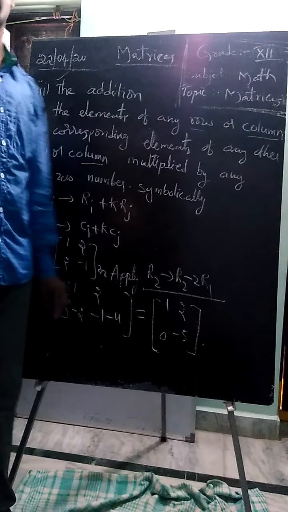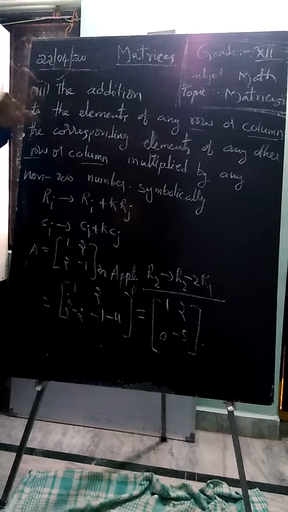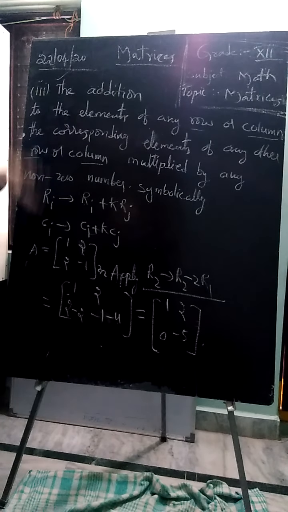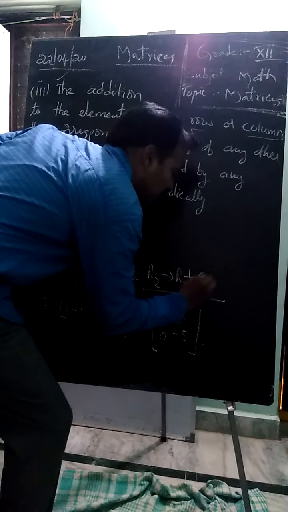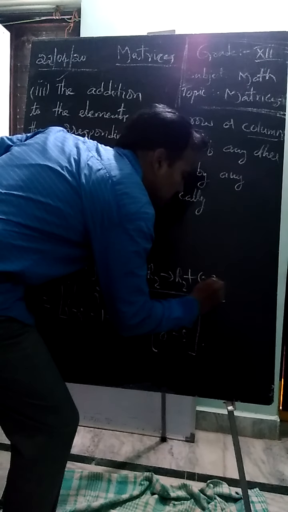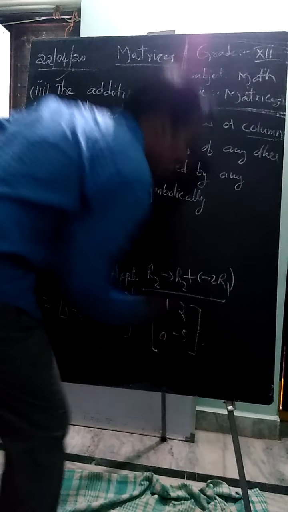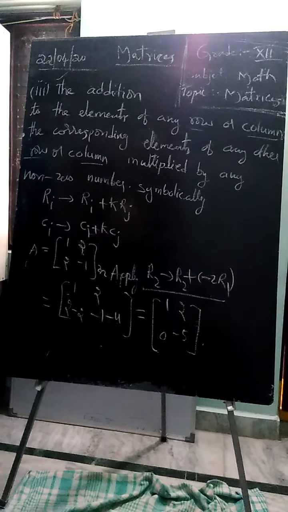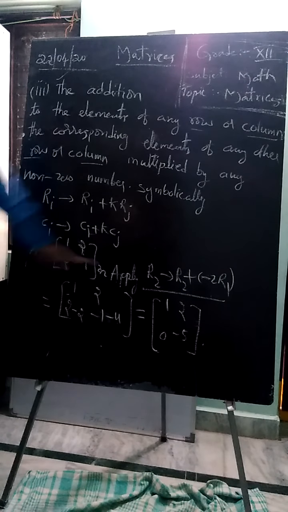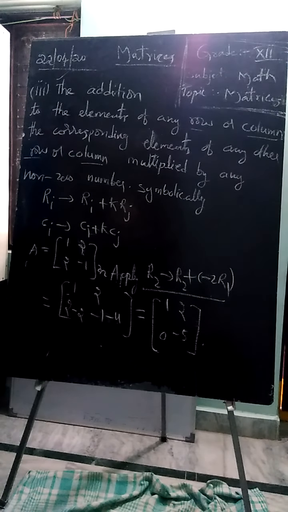Sum does not always mean plus, students; it may be negative also. Plus into minus becomes minus. We can write this as plus of minus 2R1. What does it become? Minus only, right? So it is a sum only. Sum does not mean addition every time; it may be subtraction because of that negative sign. So we applied it row wise. Let us discuss column wise also.